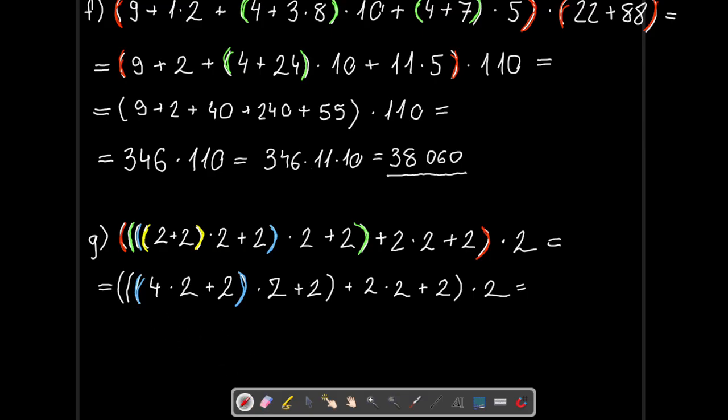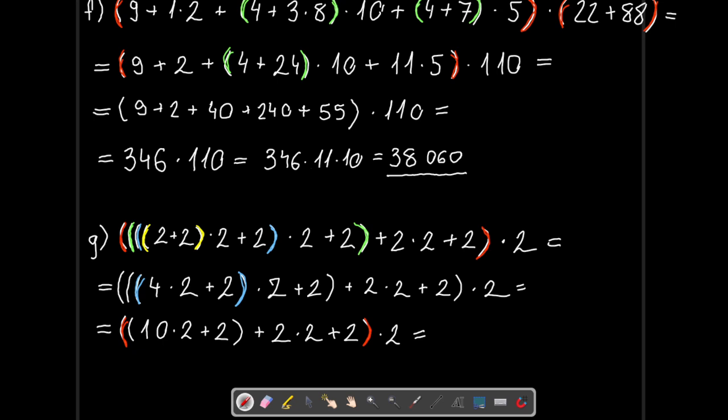So we know that the expression inside the blue bracket is equal to 10. So 10 times 2 plus 2 plus 2 times 2 plus 2 times 2. Okay. So we have a red bracket here. Inside of it we have another bracket. But let's look at what's inside the red bracket first actually.